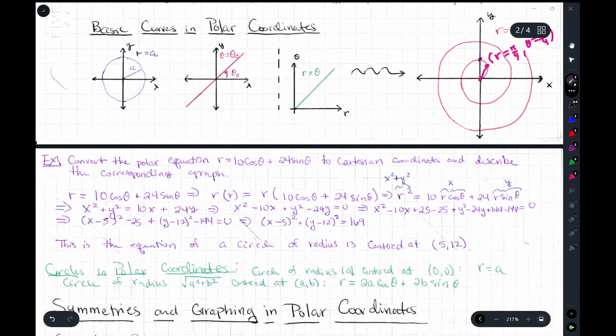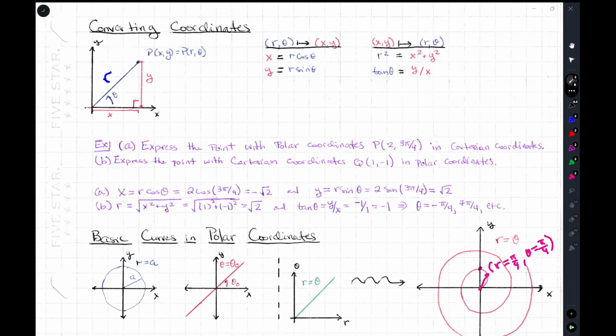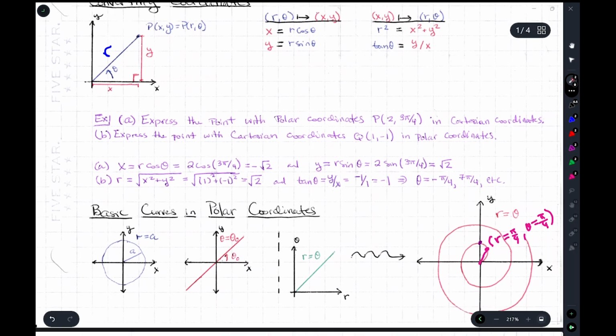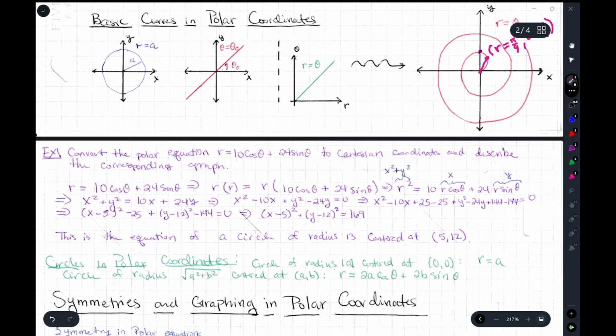Here's a better strategy. Multiply both sides by r. What does that buy you? Well, it buys you that you've got an r squared on the left-hand side, so you don't have to deal with a radical, right? You don't have to deal with that square root. You just get that r squared is x squared plus y squared. And importantly, you have r cosine theta and r sine theta now. And these are easily converted to Cartesian coordinates, x and y, right? With the formulas that we have above. So just like that, we can write everything in terms of x and y.